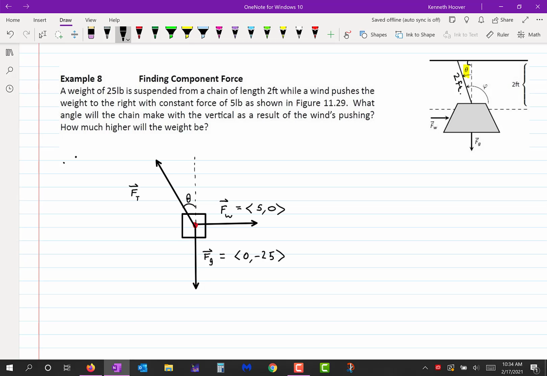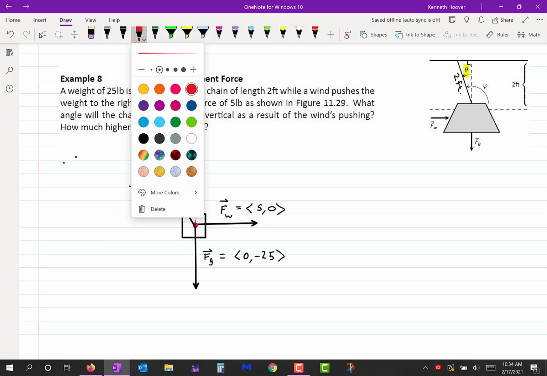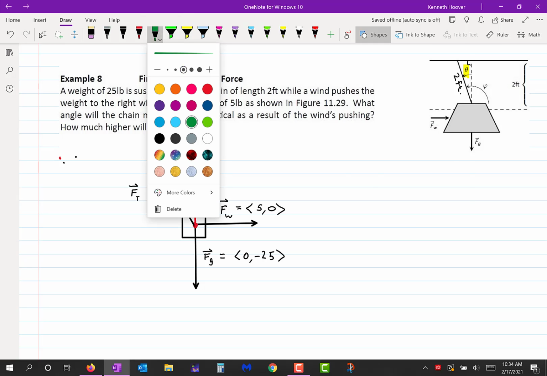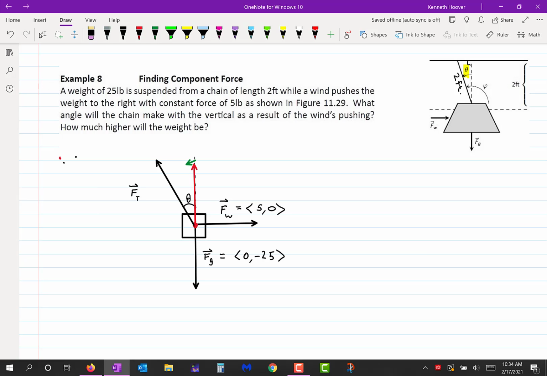Alright, here's what we're going to do. I'm going to decompose it into vertical and horizontal vectors, just like we did in the last problem. Okay, a vertical vector, a horizontal vector, the black vector is the red vector plus the green vector. How long is the black vector?